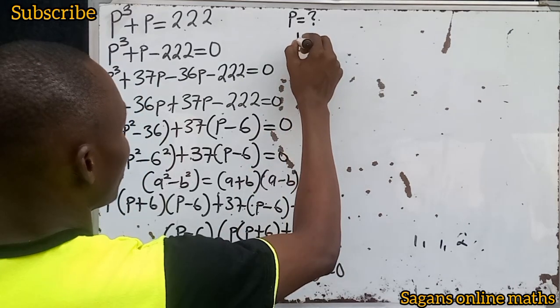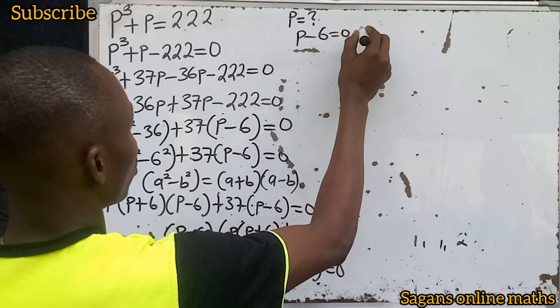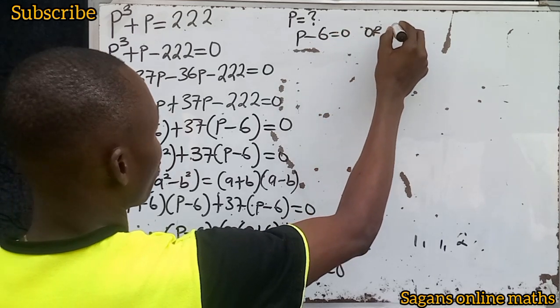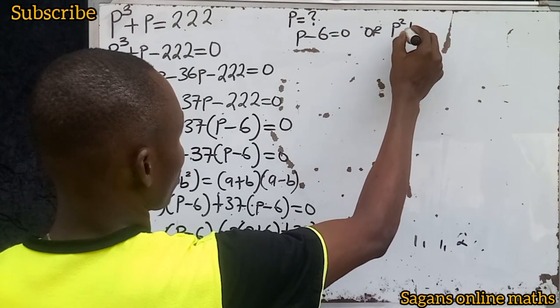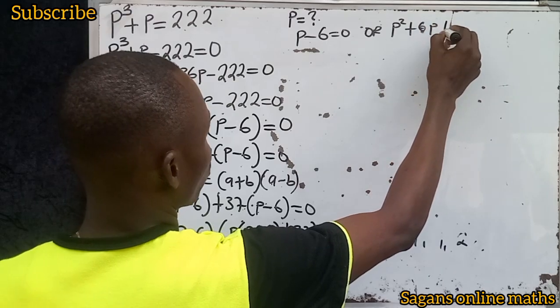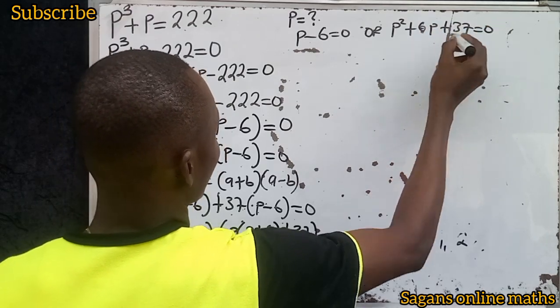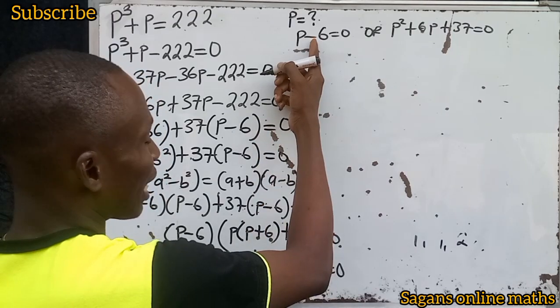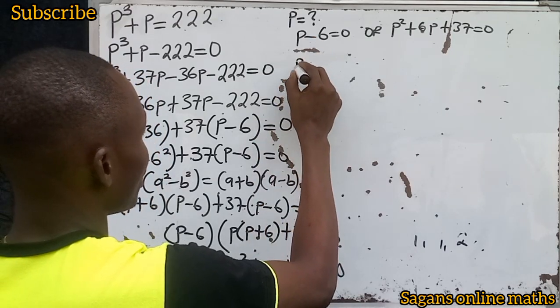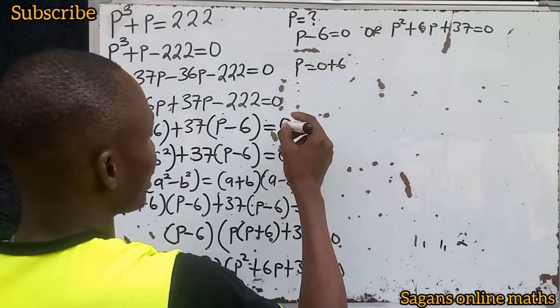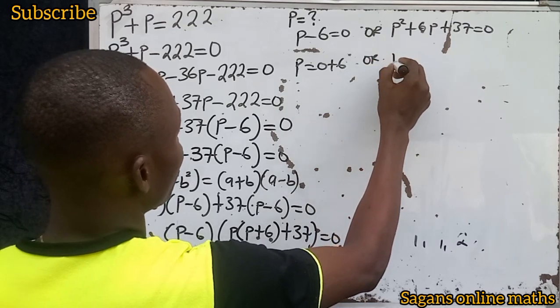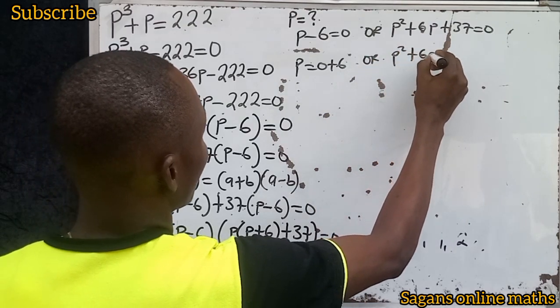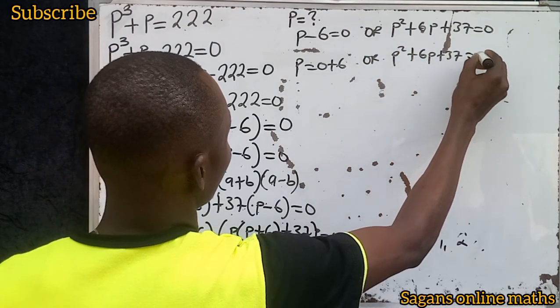So you can see that p minus 6 equals 0, or p squared plus 6p plus 37 equals 0. This is a linear equation. This is a quadratic equation. So from here, let's add 6 to both sides. If we do that, we have p equals 0 plus 6 by adding 6 to both sides, or p squared plus 6p plus 37 equals 0.